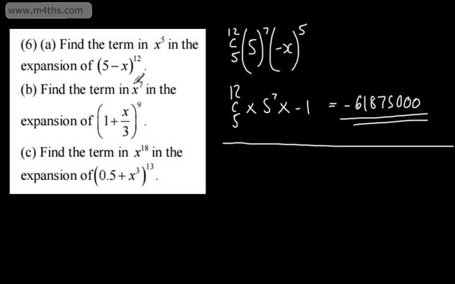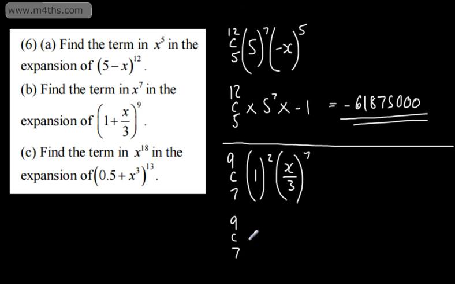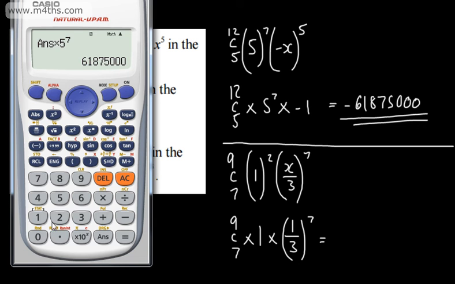We need the term in x to the 7th of the expansion, now in the expansion, (1 plus x over 3) to the 9th. So again, 9C, and we need 7. Then we're going to have now on here, 9C7, we will have 1 to the power of 2. Then we will have (x over 3) to the power of 7. So what I'm going to do here is simply do 9C7 times by this value, which is just 1, which of course we don't need to do, and then we're going to have 1/3 to the power of 7. Positive value, as we've got a positive just here, and we can go ahead and do that.